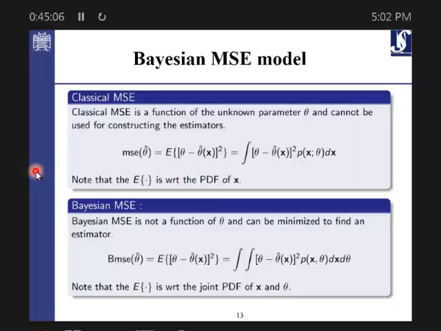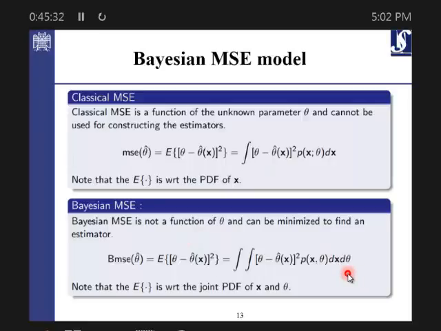Equivalently, we have the MSE as a Bayesian view. So the MSE as a Bayesian view is an expectation. You see here is the MSE in a normal case, but here we have the MSE as a Bayesian MSE. So in the definition of the problem, the error is the same.